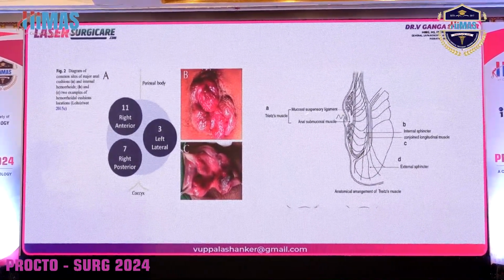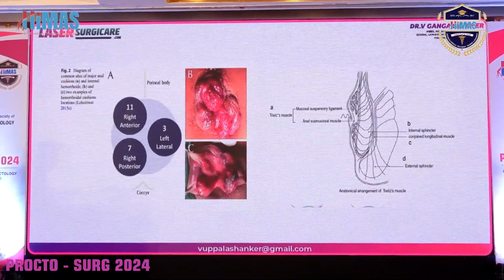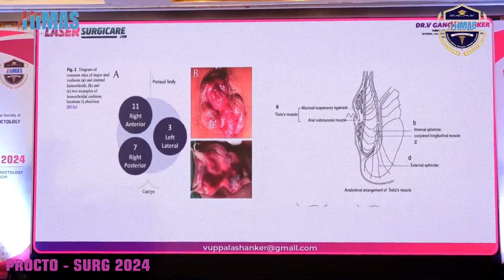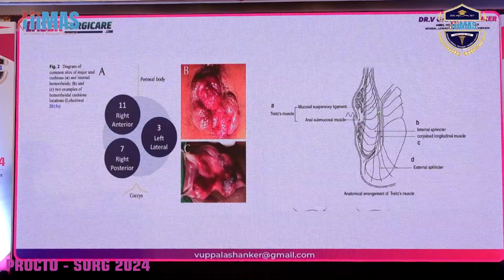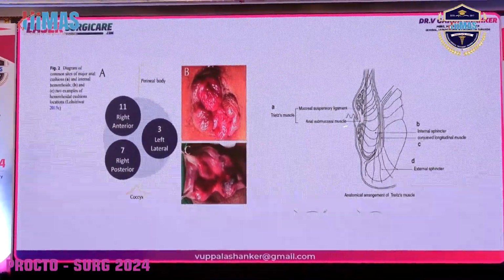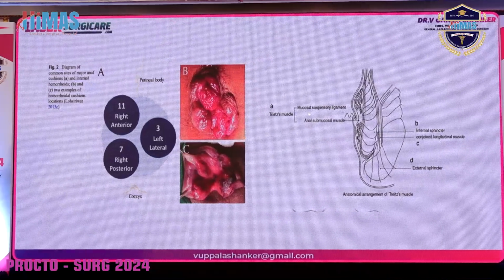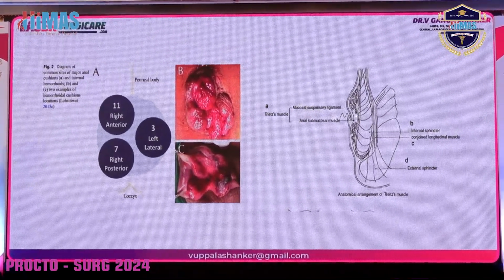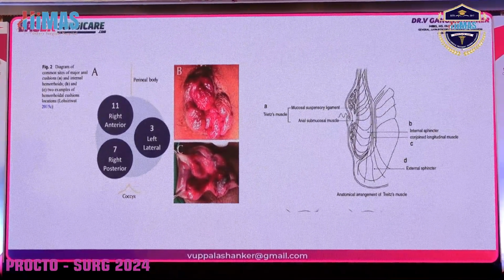The cushions are anchored to the muscles by means of Treitz's muscle. It is a medial fibromuscular extension from the longitudinal muscle, which has two components: a submucosal smooth muscle, and a mucosal suspensory ligament. Overall, anal cushions are anchored to your sphincter muscles.